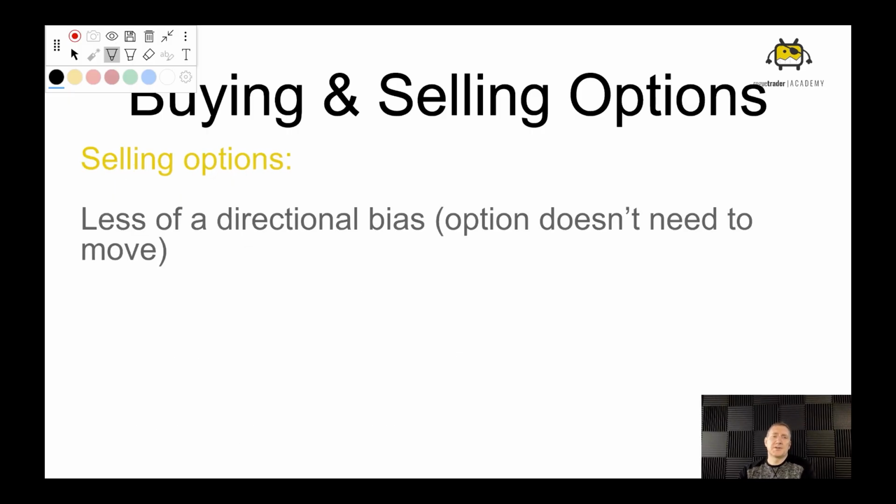So when you're selling options, it's the opposite. It's less directional bias. The option doesn't really need to move, and you still make money. It's fantastic that way. So you don't have to have that conviction. You don't have to say, oh, I really think, because I don't know.